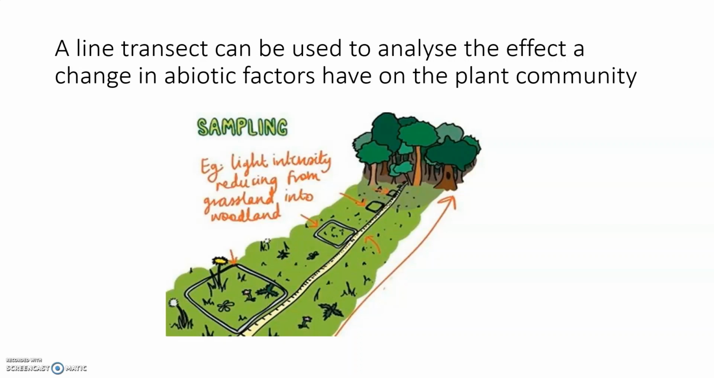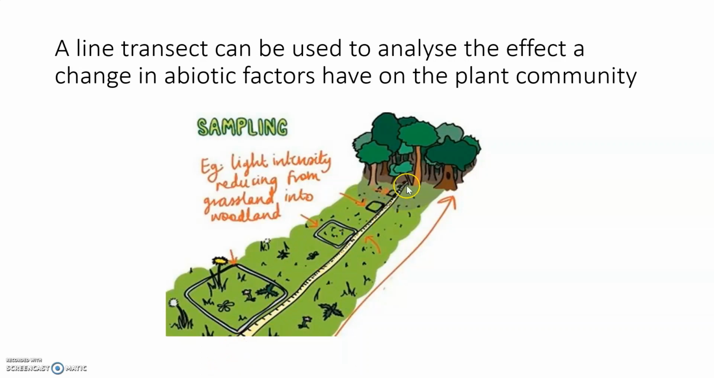So what you'll do is that you will decide upon a line, upon a transect, as it's called, and this should span across an area where you think that there is a difference in at least one abiotic factor. So in this example, we would expect that there is more light out here in the grassland than inside the forest, for instance.